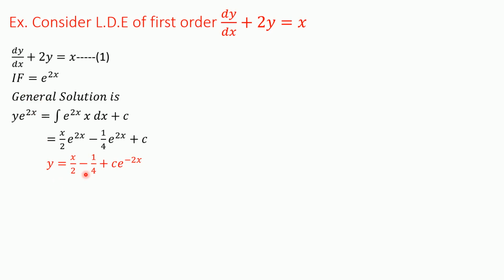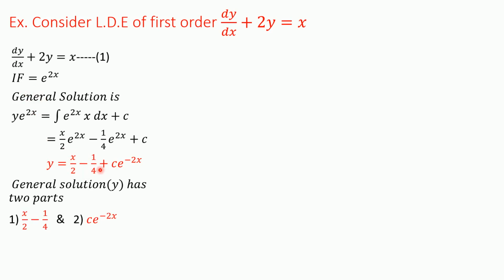Now see here, this solution has two parts. One is this x by 2 minus 1 by 4, and the second is c into e raised to minus 2x. So one part is without arbitrary constant and the second one contains the arbitrary constant. Now let's see how these two parts are related with this differential equation. See, our general solution is a sum of these two parts.